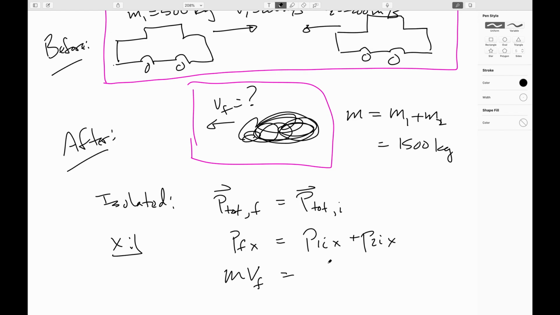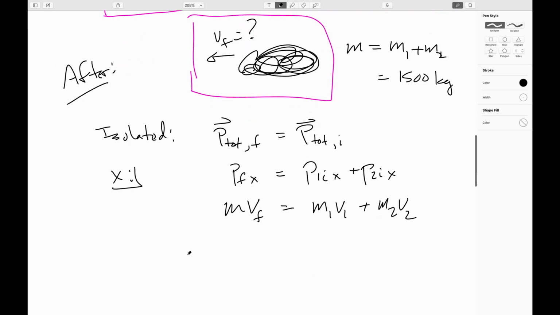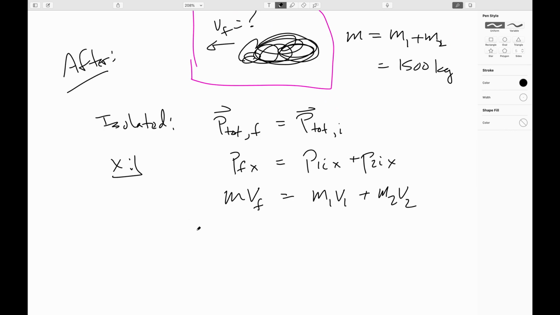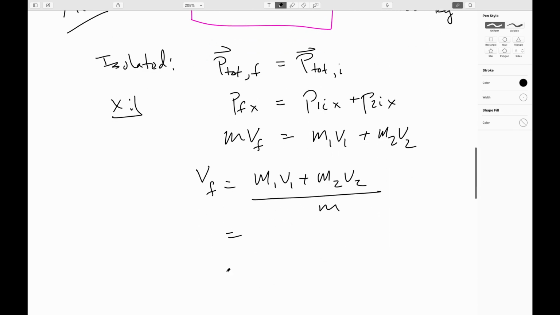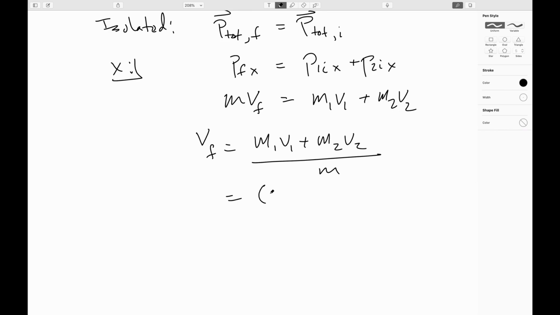Okay, so then the momentum of car 1 before the collision is just m1 v1, and car 2 before the collision is m2 v2. All right. So to get the final speed after the collision, we just divide through by m. So v final equals m1 v1 plus m2 v2 over m. And we can put in our numbers. So we'll get that the mass 1 is 500 kilograms. And for v1, we'll put in 200 meters per second. It's going to the right, so it's positive.